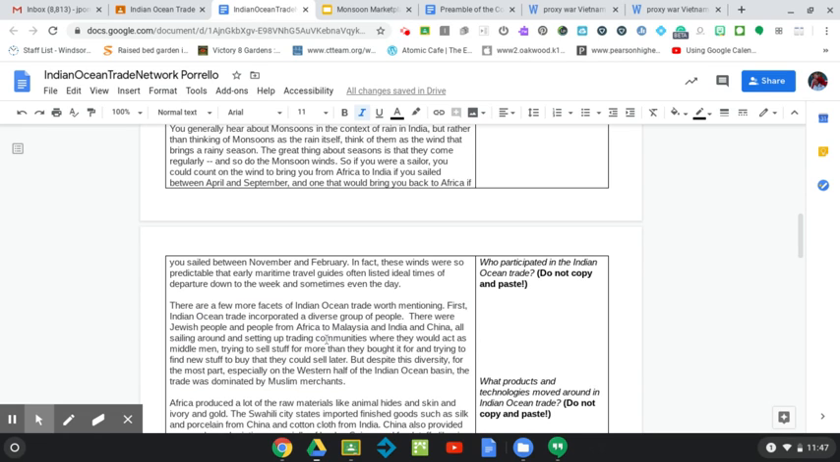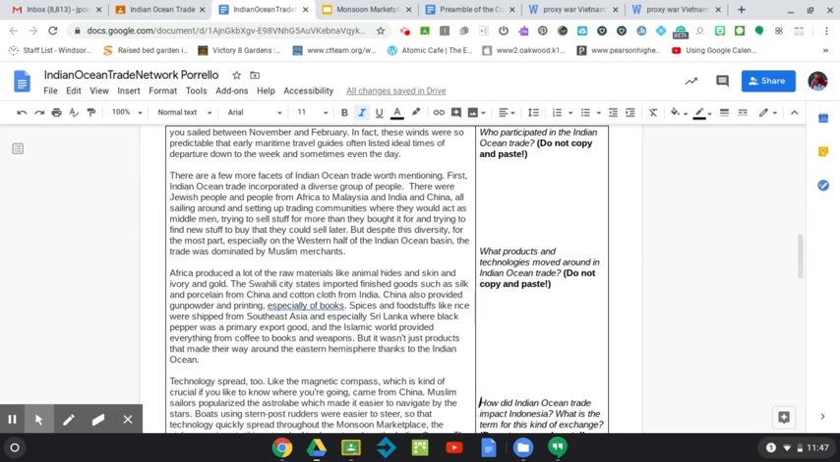So, who participated in Indian Ocean trade? Well, it lists these people here: Jewish people, people from Africa, people from India and China. But the most important people that dominated this trade, of course, were Muslim merchants. And we learned about this earlier this year, how important Muslims were in trade and how important that was in spreading their culture and religion.